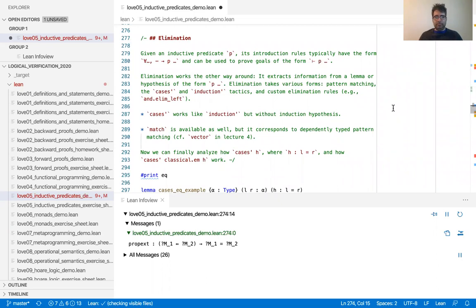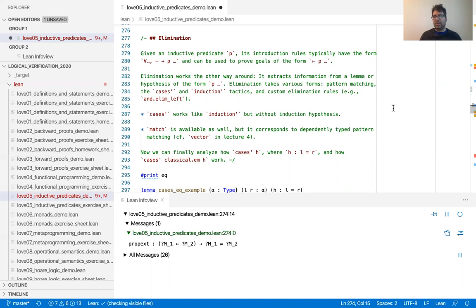So we've seen induction already, and induction is the most important elimination principle, but often it's overkill. We might not need the induction hypothesis, and then we want to use one of the softer elimination approaches, or sometimes just more convenient. So I'm going to review a number of approaches to eliminate, right?